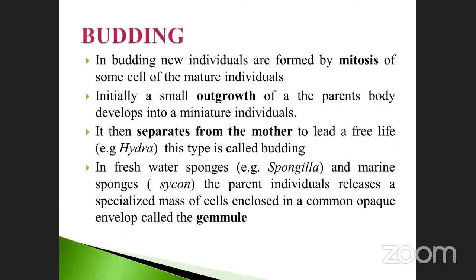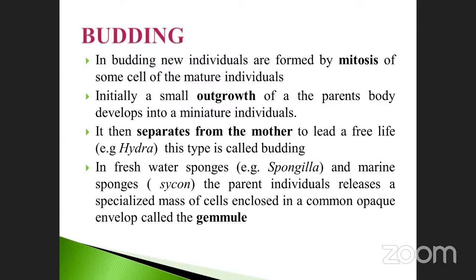But there is also another type of asexual reproduction. You already know about it and have studied it many times in lower classes. See that, in budding, new individuals are formed by mitosis. Here also, somatic cell division of some cells of the mature individual takes place. You must note it down. It will not occur in the young one; it mostly occurs in mature individuals.